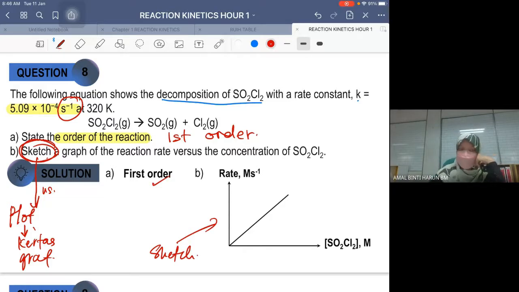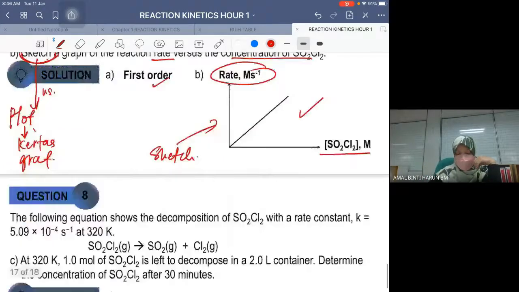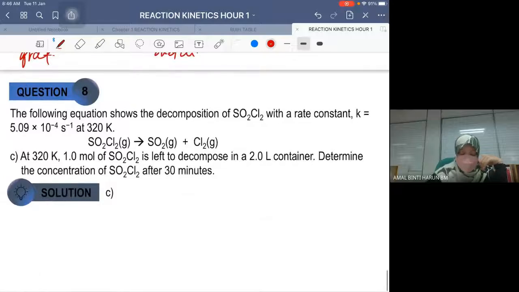Okay. So what we need to do is when you know it is first order. So kita nak tengok graf apa? Rate versus concentration. So rate is molar per second versus concentration. So hubungan first order macam mana? Secara linear. Okay.